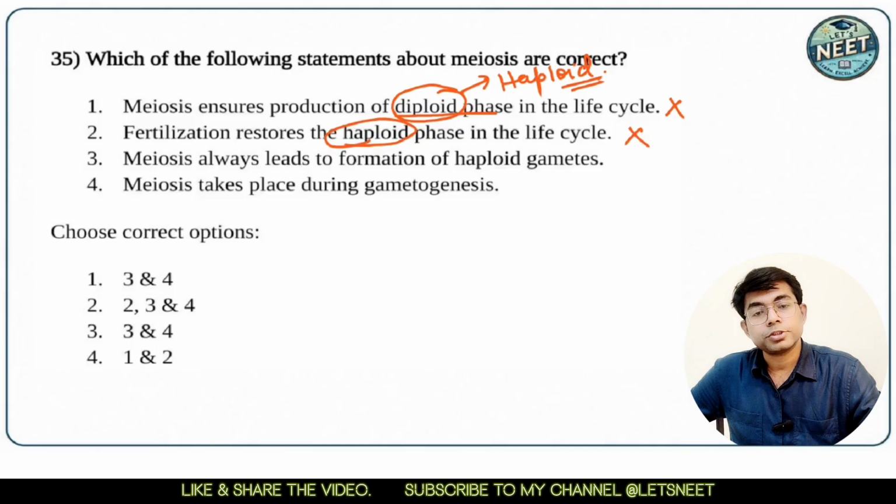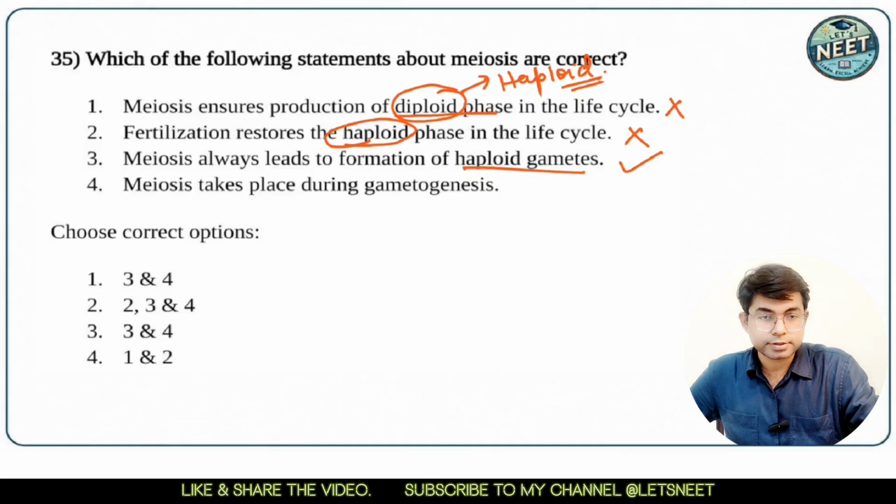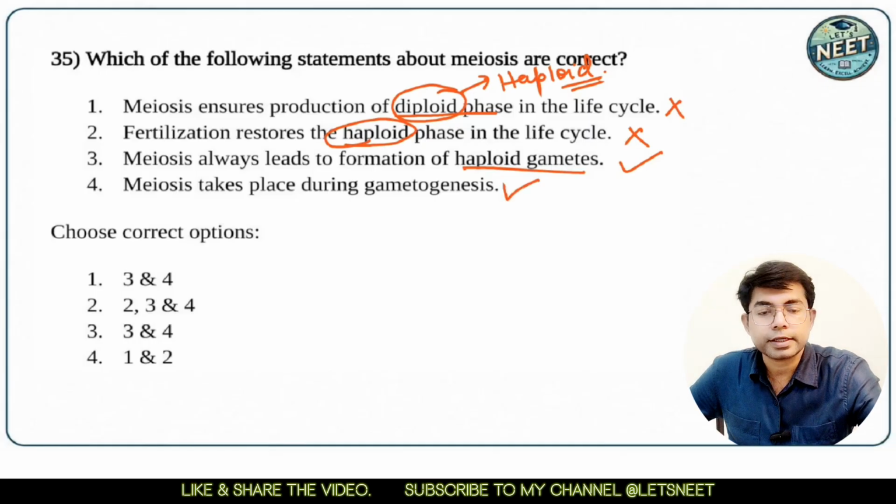Meiosis always leads to formation of haploid gamete. Yes, it leads to formation of haploid gamete. Meiosis takes place during gametogenesis. This is also right. So 3 and 4 are correct here.